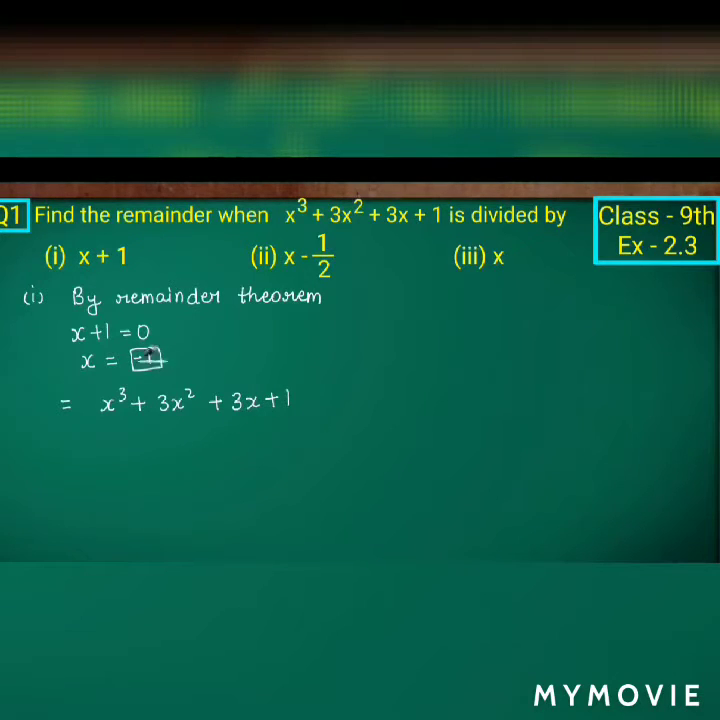that is, minus 1 whole cube plus 3 into minus 1 whole square. In this we have to substitute the value: minus 1 plus 3 into minus 1 plus 1. So we know that minus 1 whole cube is what? Obviously minus 1, isn't it? Minus 1 into minus 1 into minus 1. Minus into minus becomes plus, plus into minus becomes minus, isn't it? So we'll get minus 1 here.